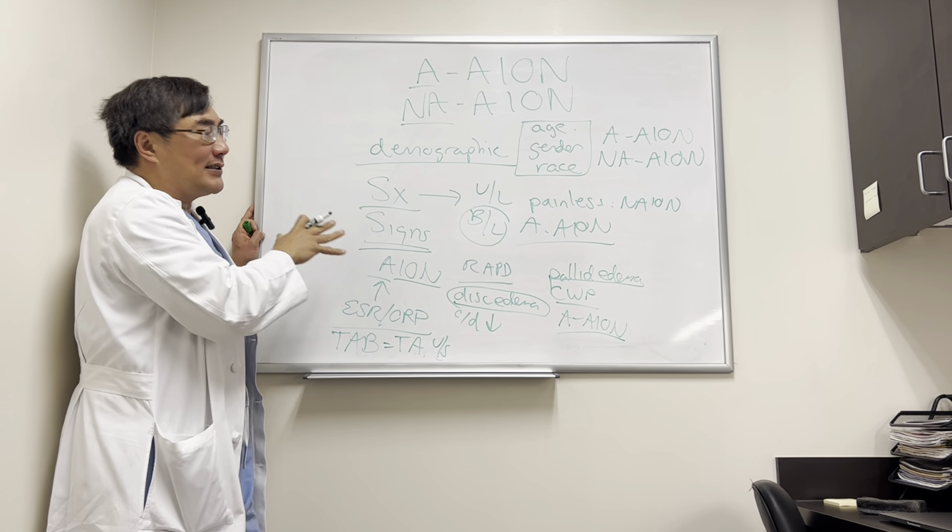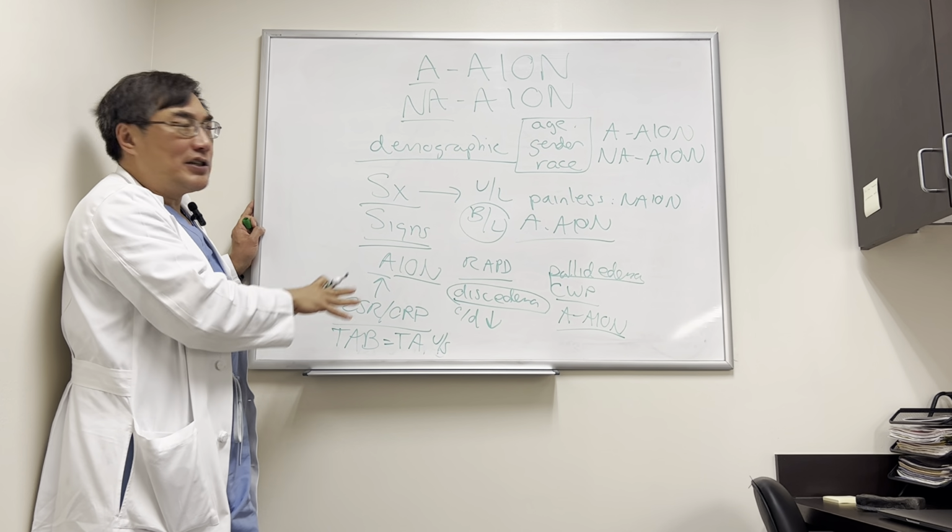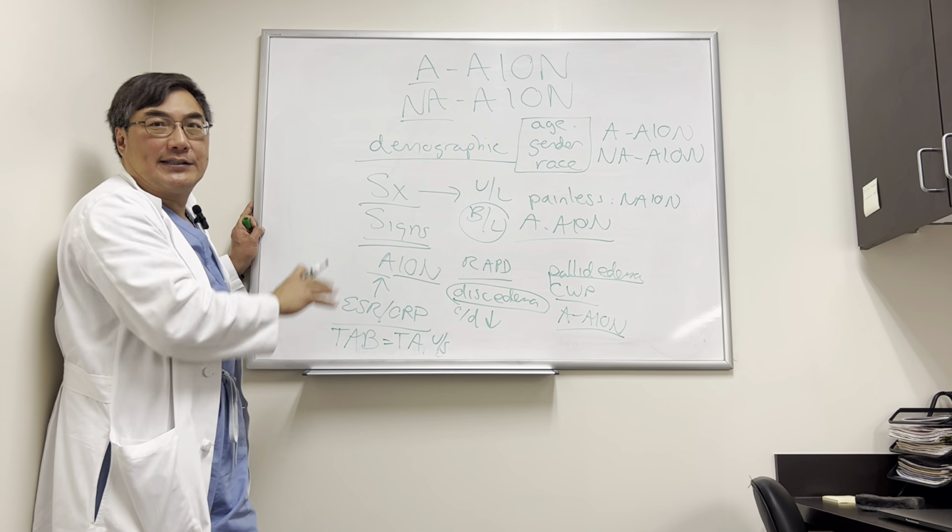But you should be thinking about this every time you see a swollen disc in an older patient. Is it arteritic or non-arteritic anterior ischemic optic neuropathy?